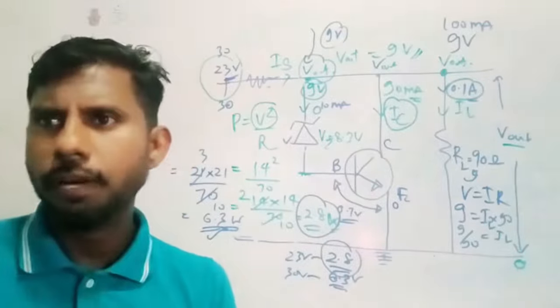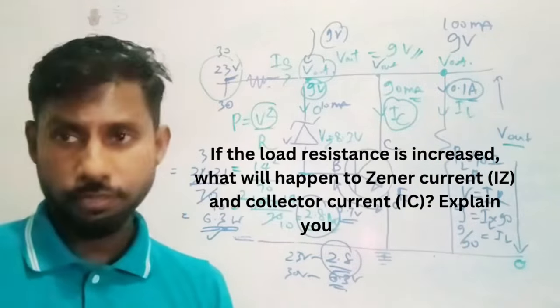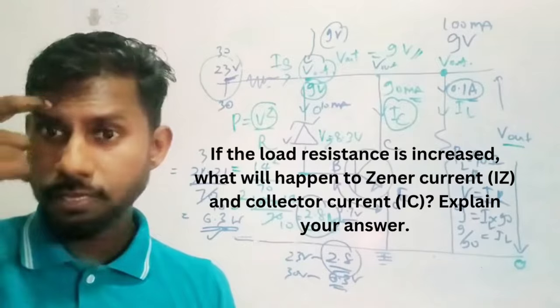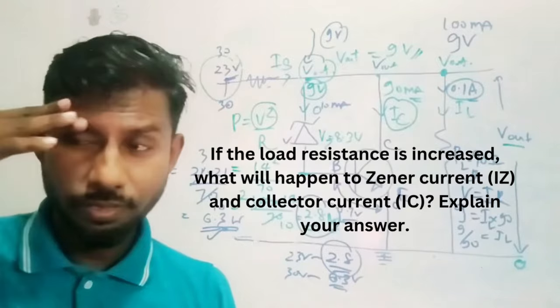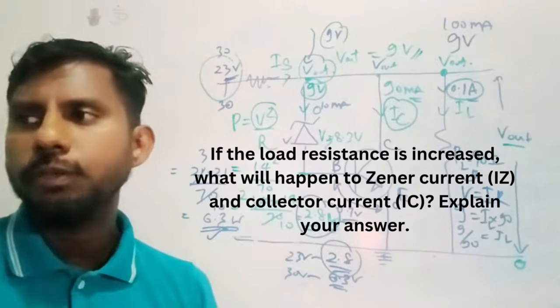Right. There's another part, I guess, this is part C. The circuit in the figure can also regulate the voltage variation in V out due to an increase in output load resistance. What happens? The load resistance is increased. Let's see. If the load resistance is increased, what will happen to Zener current, IZ, and IC? Explain your answer.